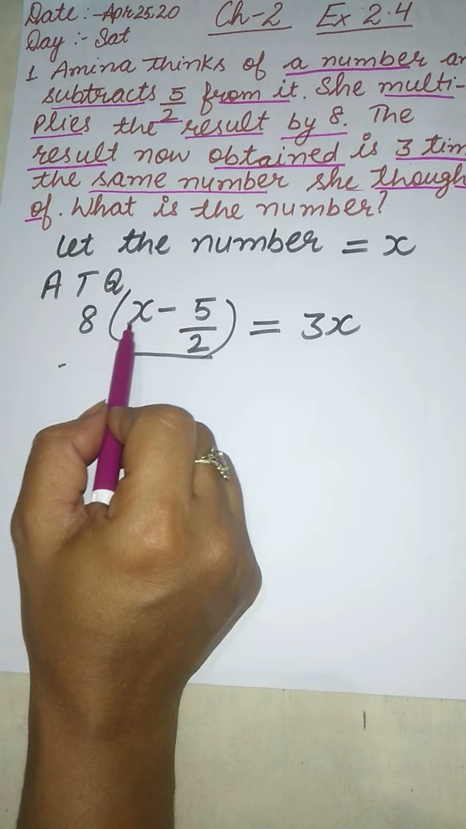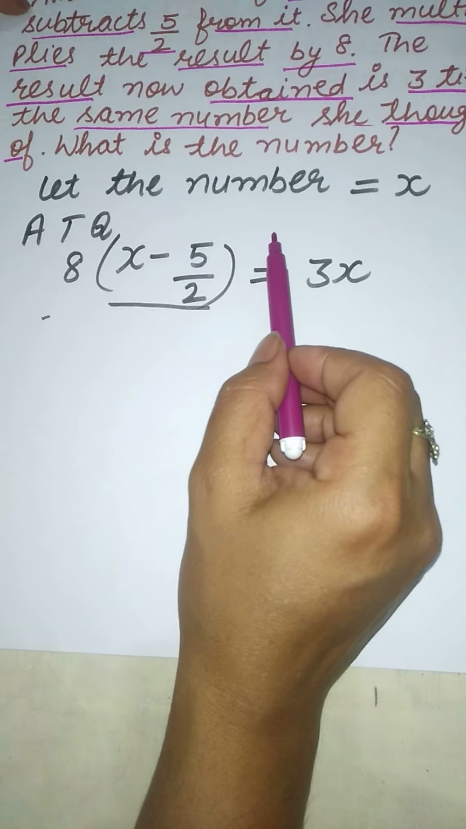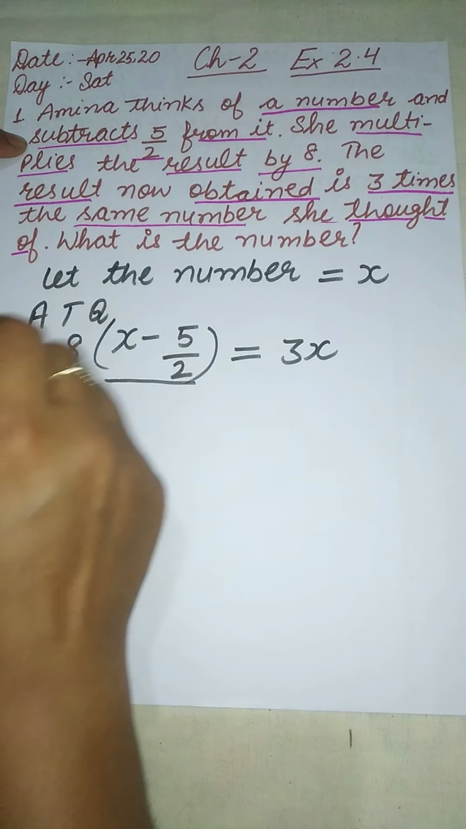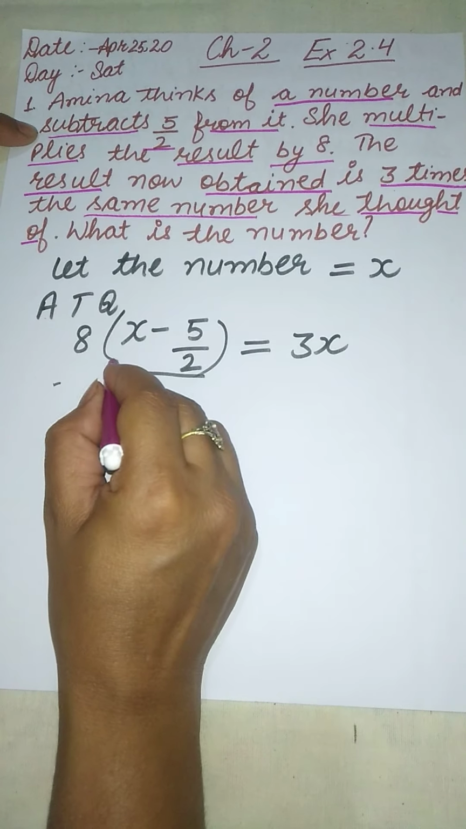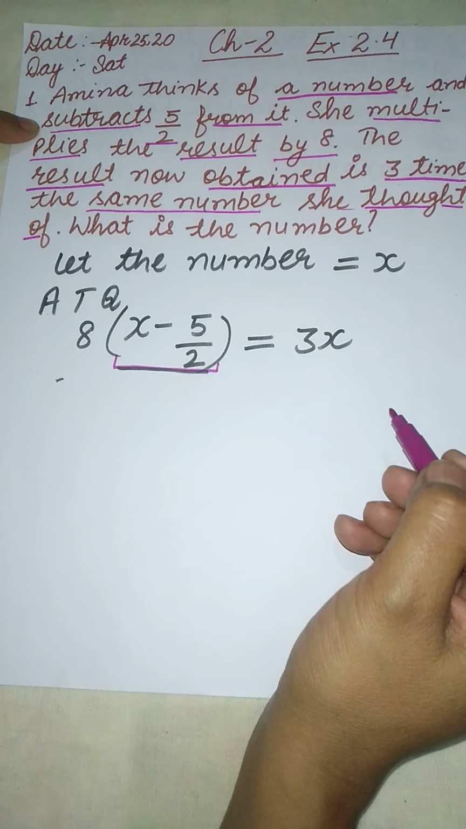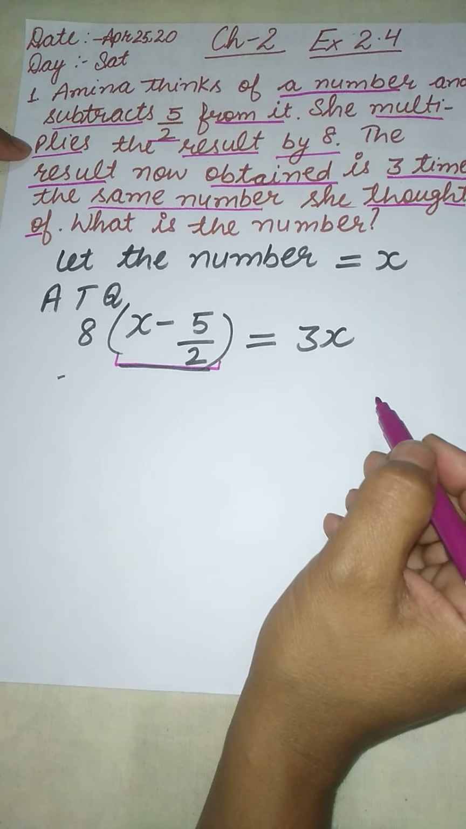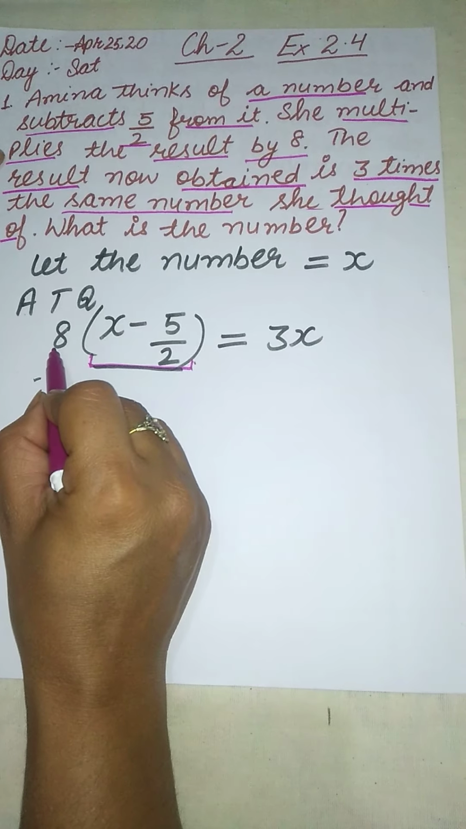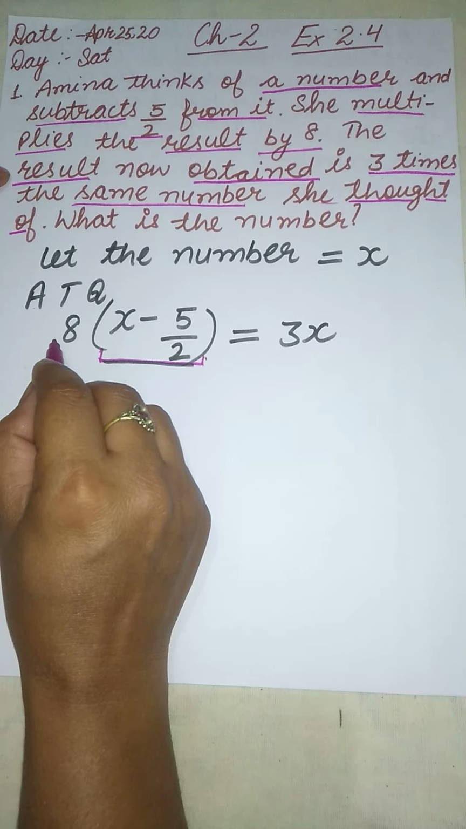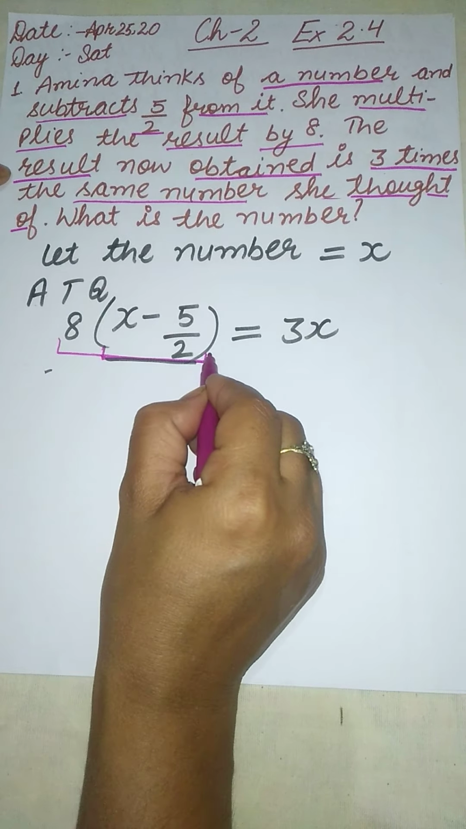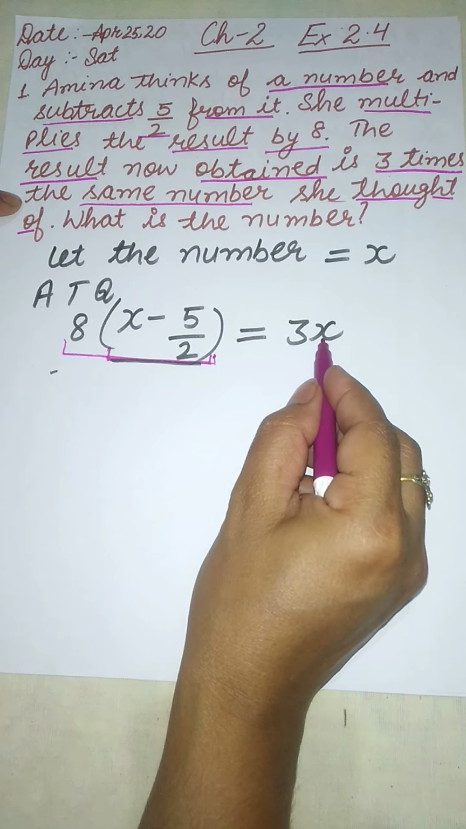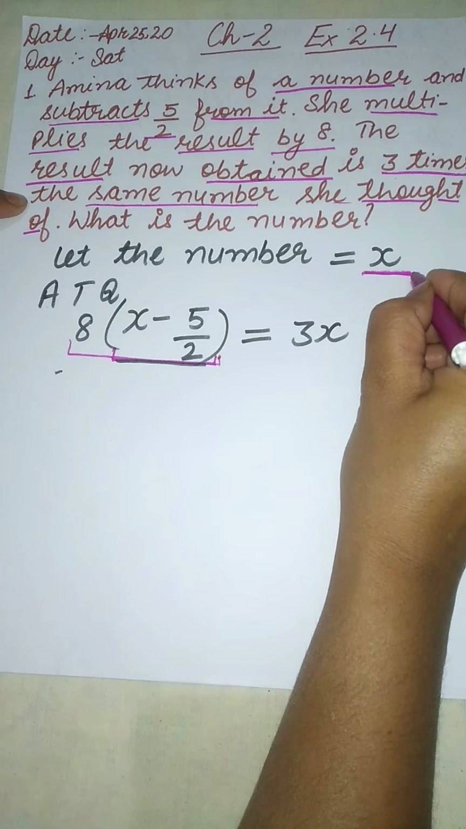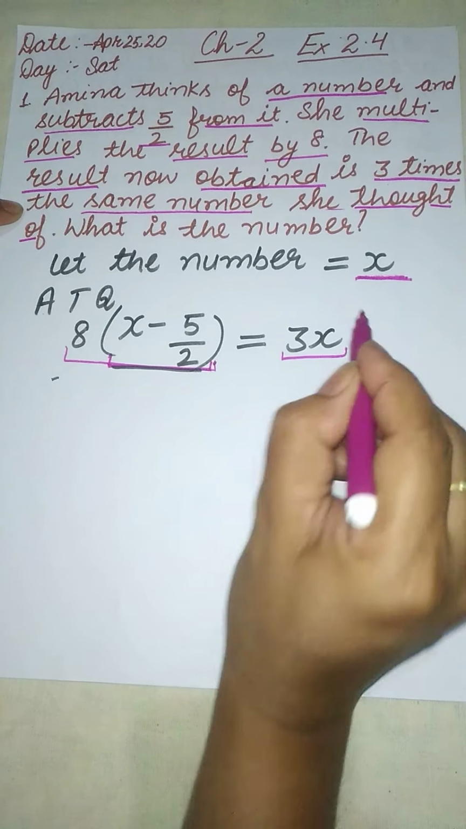Now again see the equation carefully. Firstly we take the number x and subtract 5 by 2 from it, that is x minus 5 by 2. Then she multiplies the result by 8. x minus 5 by 2 is multiplied by 8. Then the result of this whole expression is equal to 3 times the same number she thought. She thought the number x, so it is 3x.